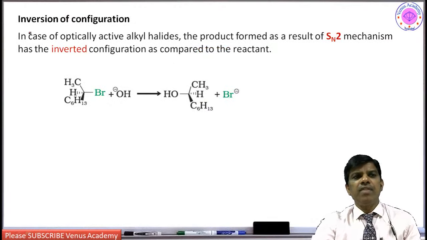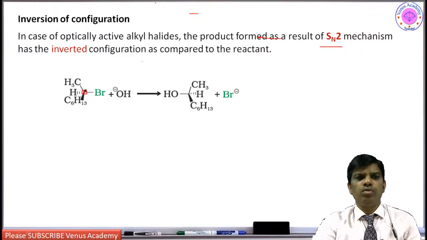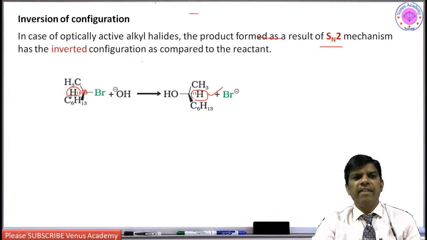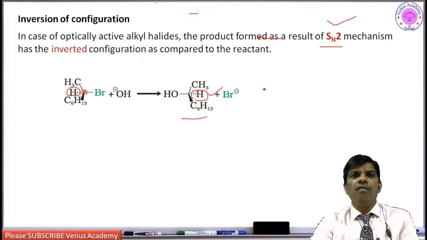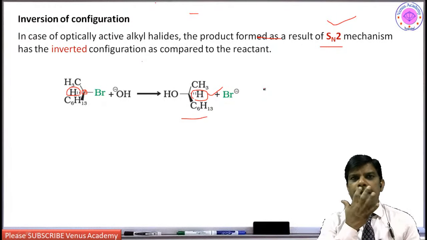Next, inversion of configuration. What is happening during SN2 reactions? SN2 reactions undergo inversion of configuration. Inversion means inside out. So the hydrogen which was inside or downside is coming to this side, right? What was on the left side is coming to the right side, whereas the methyl or propyl groups are intact. So inversion of configuration is taking place in the SN2 reaction. This inversion is known as Walden inversion. So inversion, inside out or opposite direction, is going to take place.